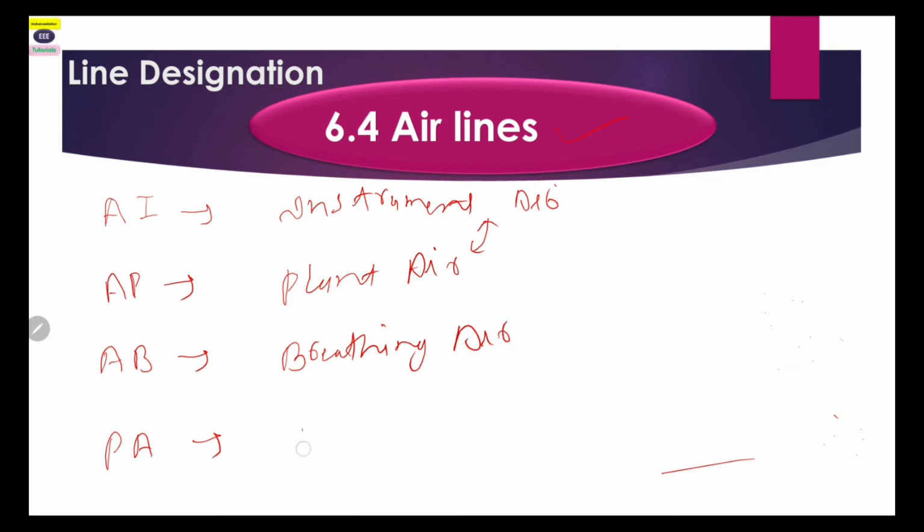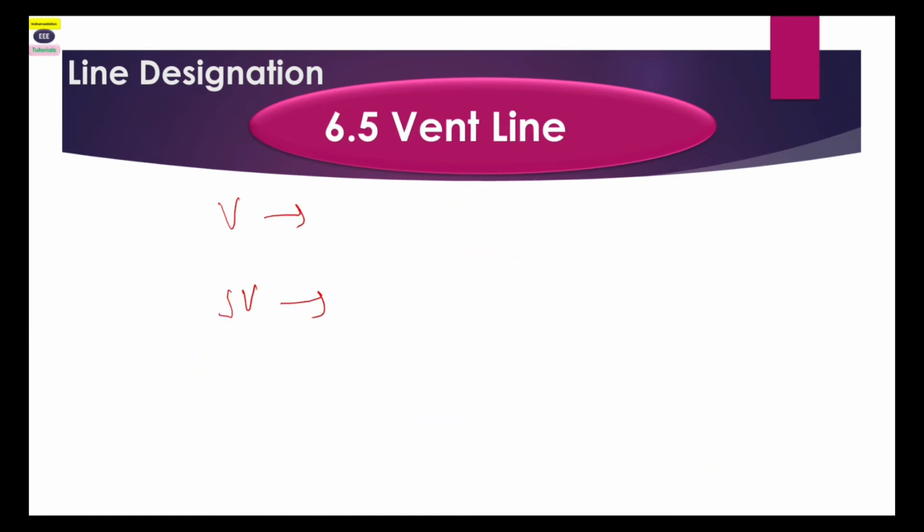PA is process air. Some process air also comes from a heater or some other areas. So this is the process air. So these are the air line designations of a P&ID.